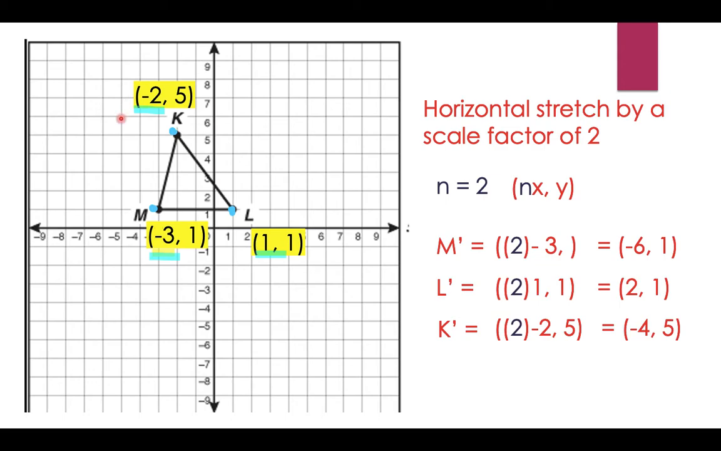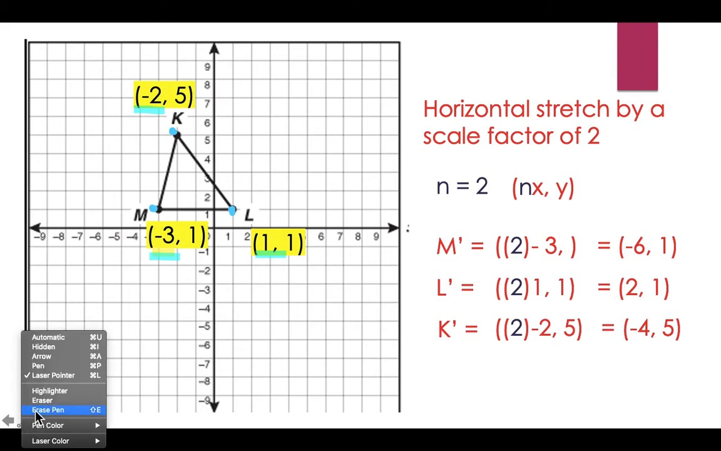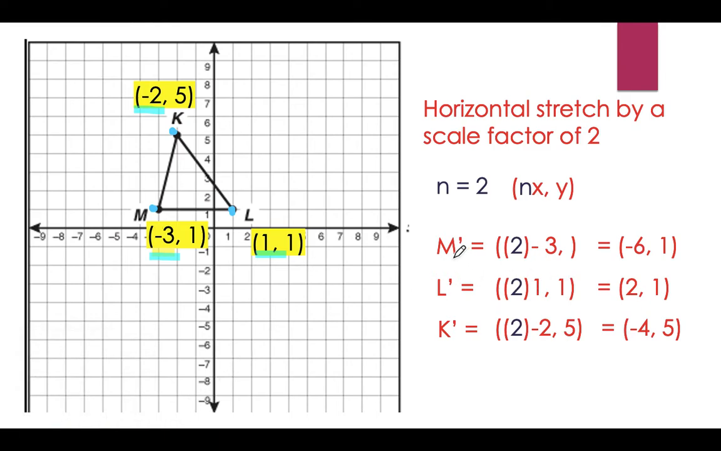Okay, so these are my points, and what I'm going to do now is go ahead and graph them. First I'm going to graph M prime. M prime is at negative 6, 1. So again, negative 6, I'm going to go to my x-axis, and then it's a positive 1 for my y-axis, so that means I'm going to go up 1. So that's point M prime. For L prime, I'm going to go to a positive 2 on my x-axis. I'm going to go up 1 unit. So that's where L prime is.